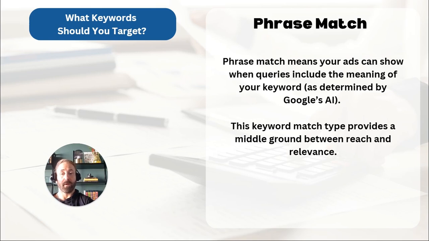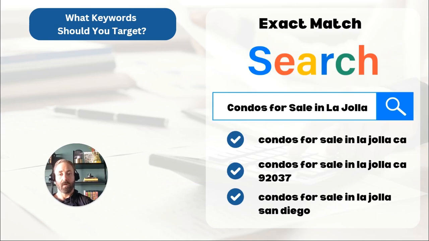Now, phrase match means that your ads can show when queries include the meaning of a keyword as determined by Google. And this keyword match type provides a middle ground between reach and relevance. And then exact match means that whatever they're typing in needs to match almost exactly. So condos for sale in La Jolla, or condos for sale in La Jolla, San Diego, La Jolla condos for sale. It would have to be exactly what they type in. What we would use is most likely phrase match for everything.